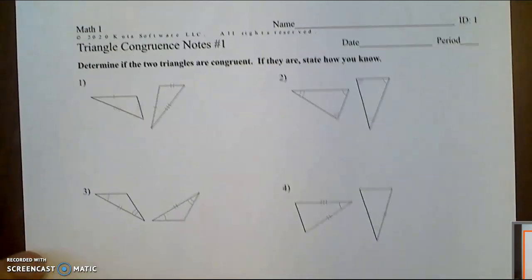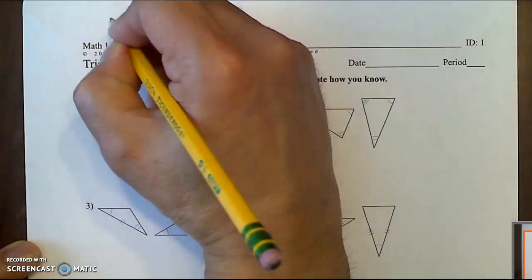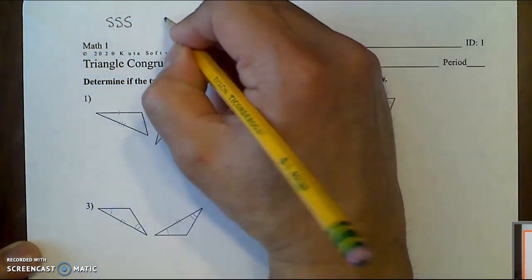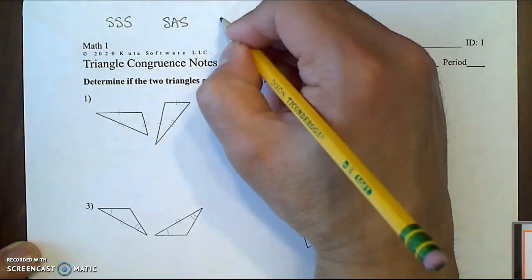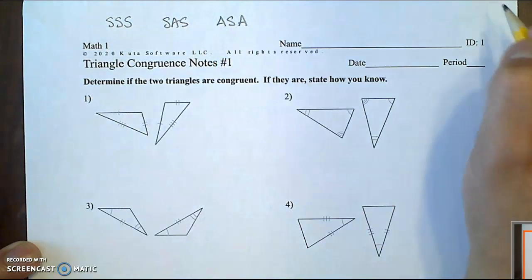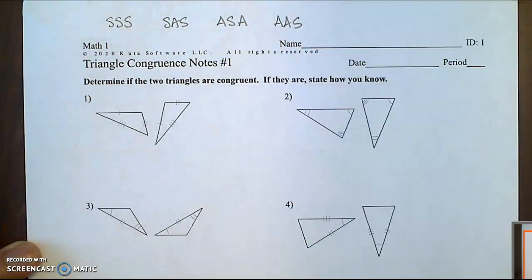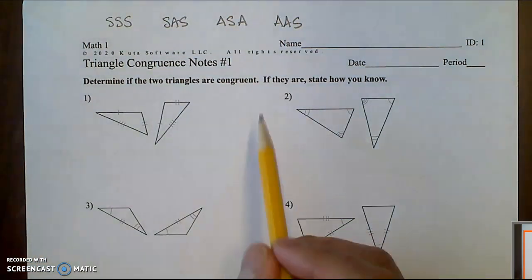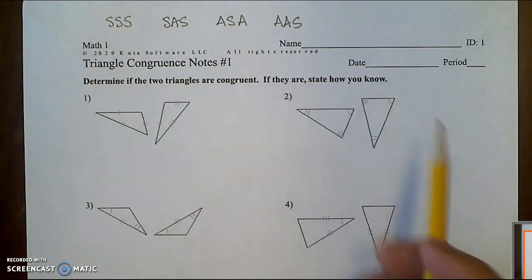Again, we're going to remind ourselves that the postulates we're going to be using are either side, side, side, side, angle, side, angle, side, angle, or angle, angle, side. So these are our four choices. It says determine if the two triangles are congruent. If they are, state how you know.